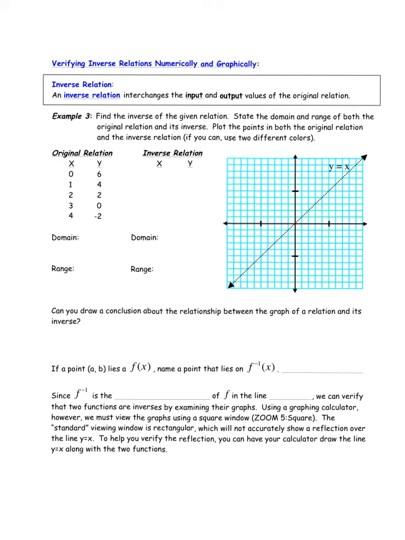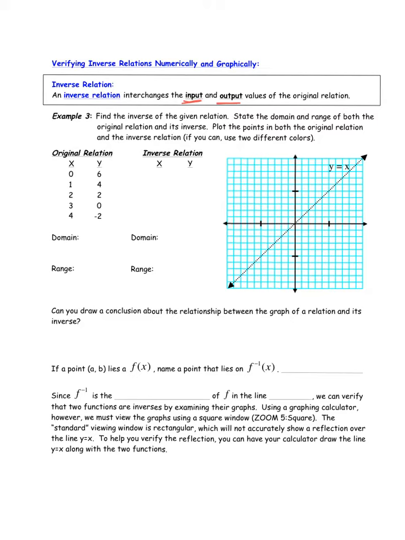In example 3 from notes 2.7, we are going to look at inverse relations numerically and graphically. An inverse relation interchanges the input and output values of the original relation. Remember, a relation is a mapping of input and output values. A function is a special type of relation in which each input is matched to exactly one output. So here we're just talking about relations, not necessarily functions.